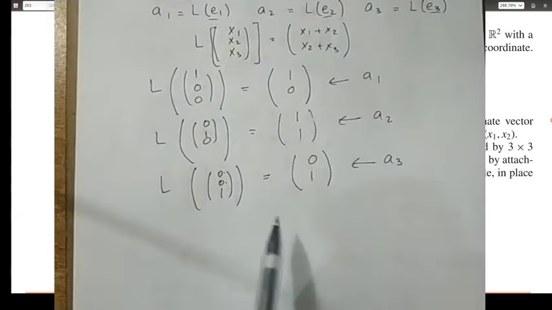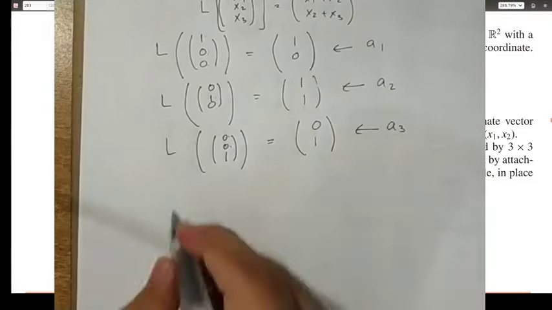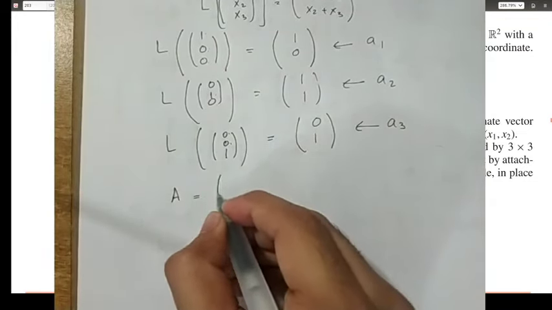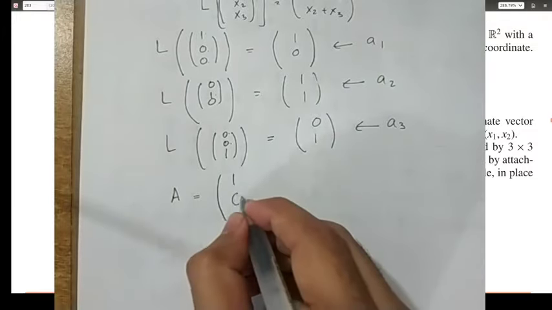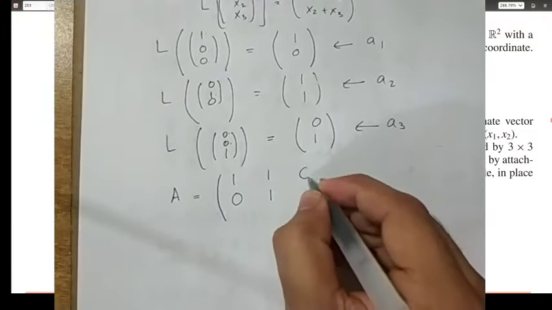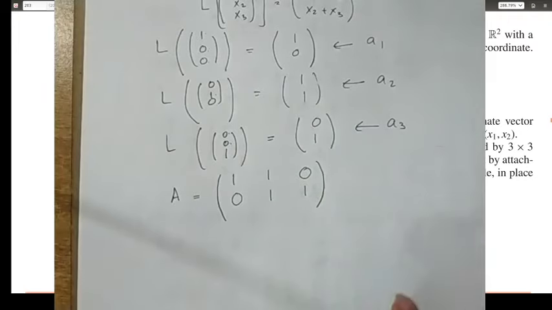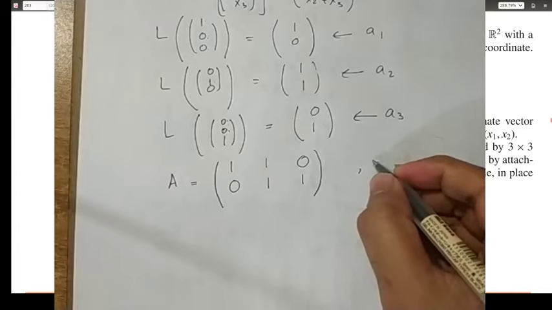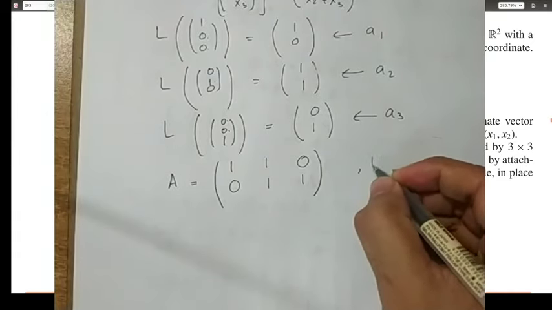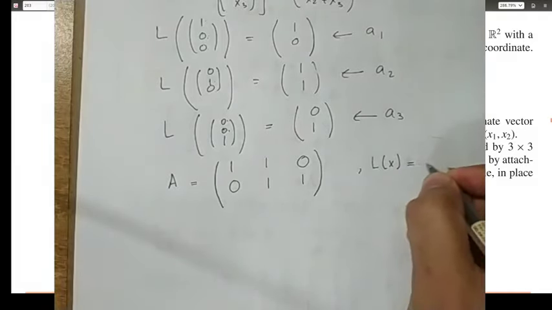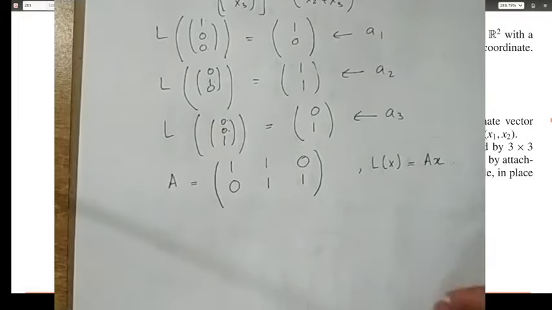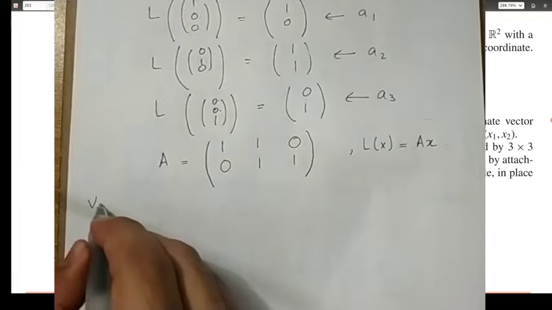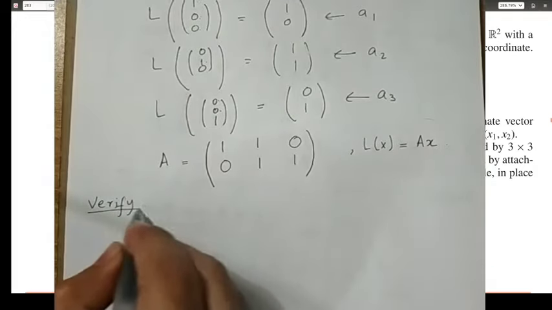So these are the three columns of my matrix, and I can check. I can make the matrix A as the first column is 1, 0, the second column is 1, 1, the third column is 0, 1. And this should give me a matrix vector multiplication. So I can express Lx as equal to A times x. Let's not be too confident, and let's just verify that this is true.